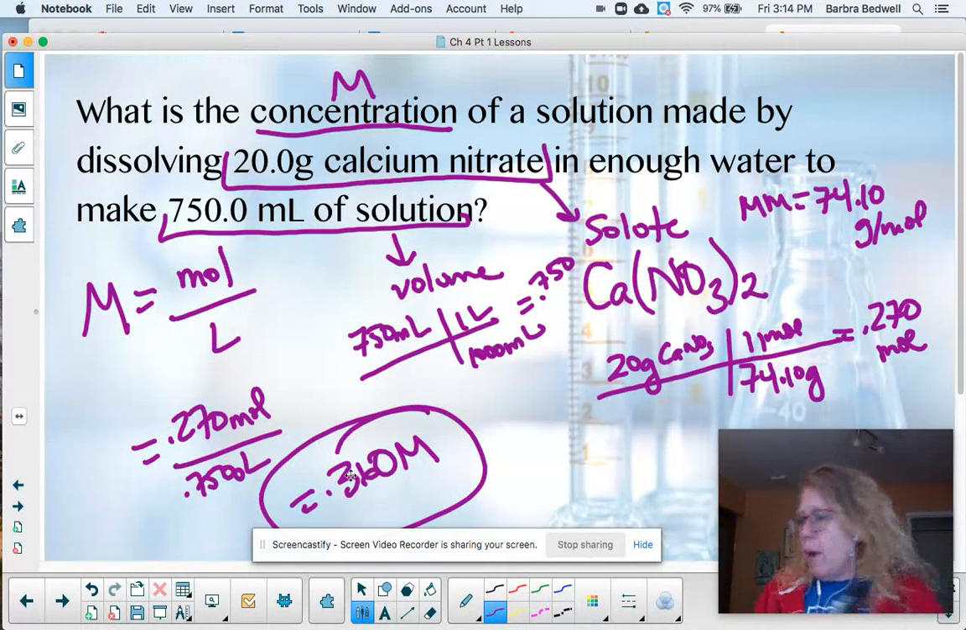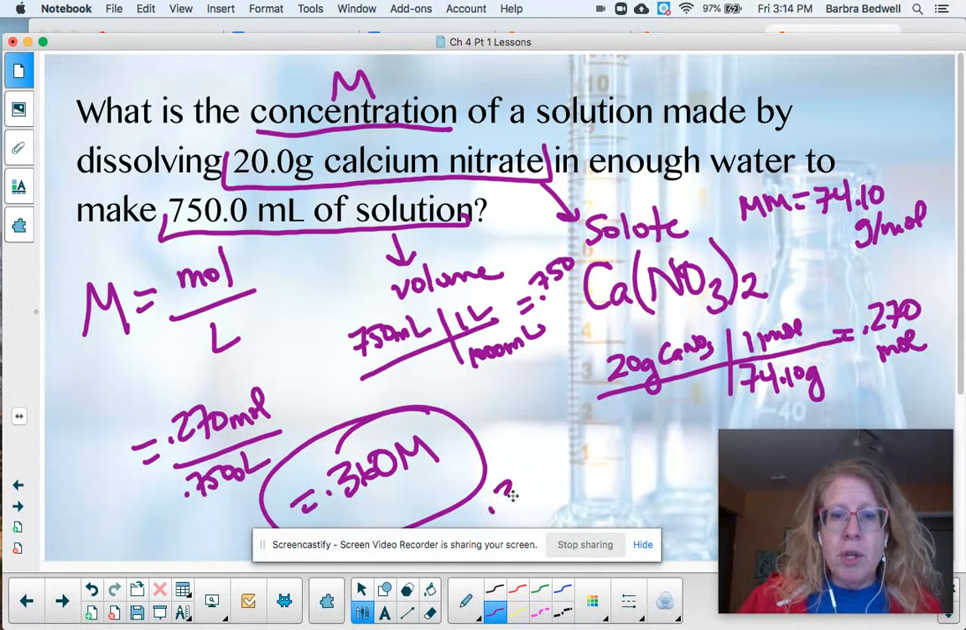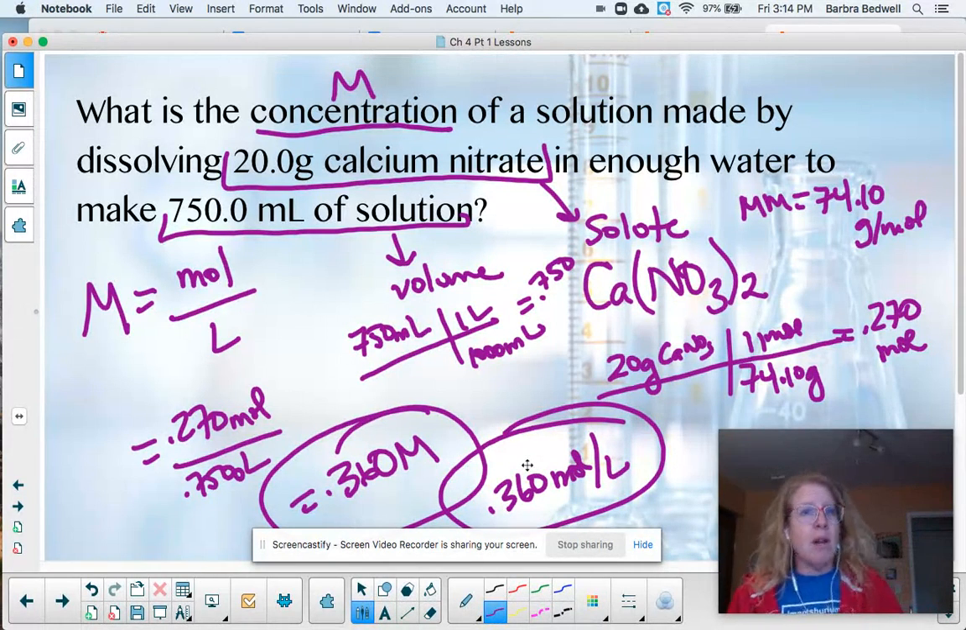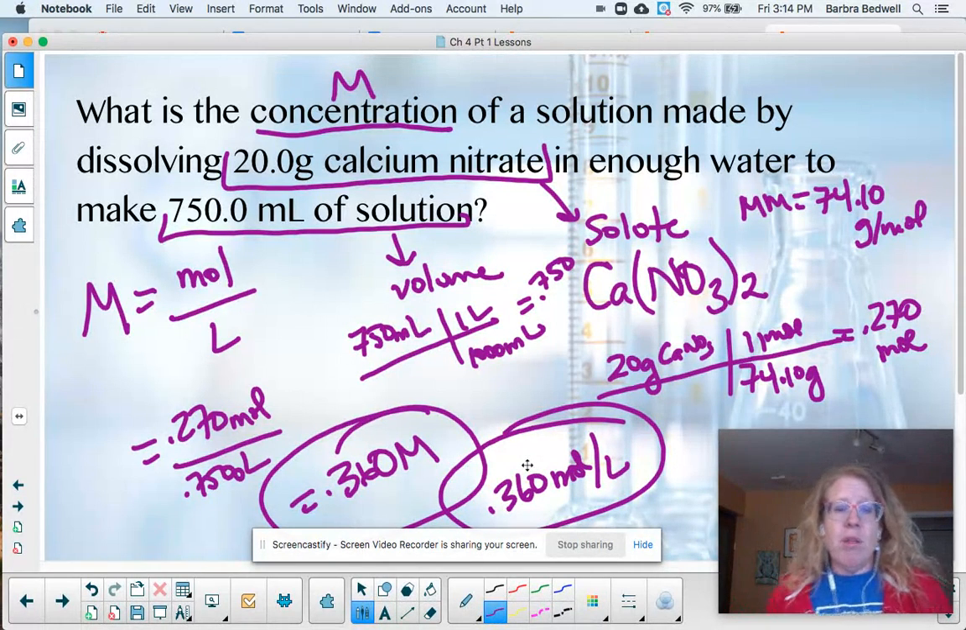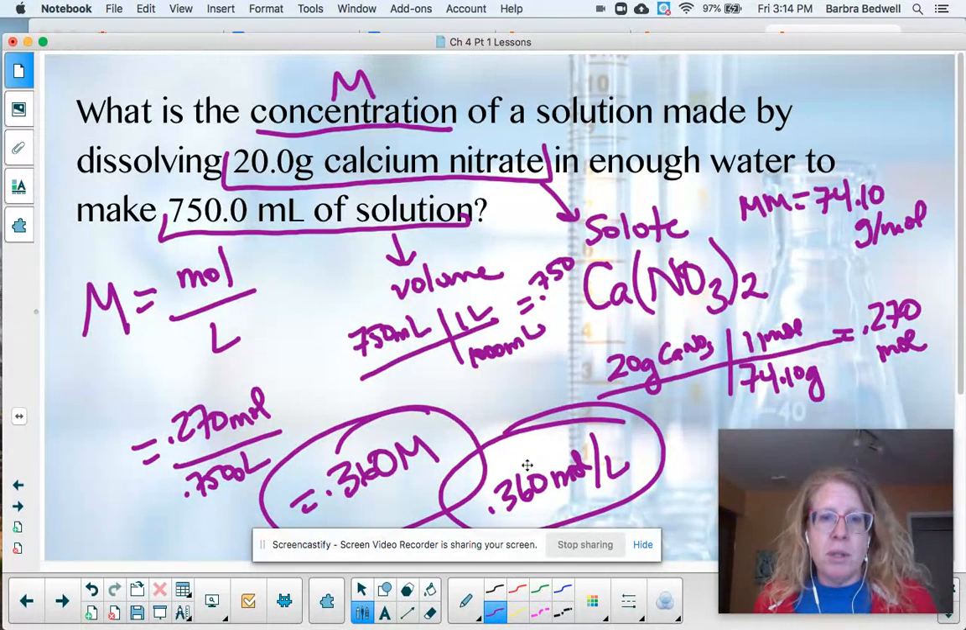You can write your units of molarity either like this with the capital M, and this is read as 0.360 molar. Or you can write it this way, 0.360 moles per liter. Those are equivalent answers. They are both correct. So it's a 0.360 molar solution, or 0.360 moles per liter would work for concentration. Either one of those is an appropriate answer.